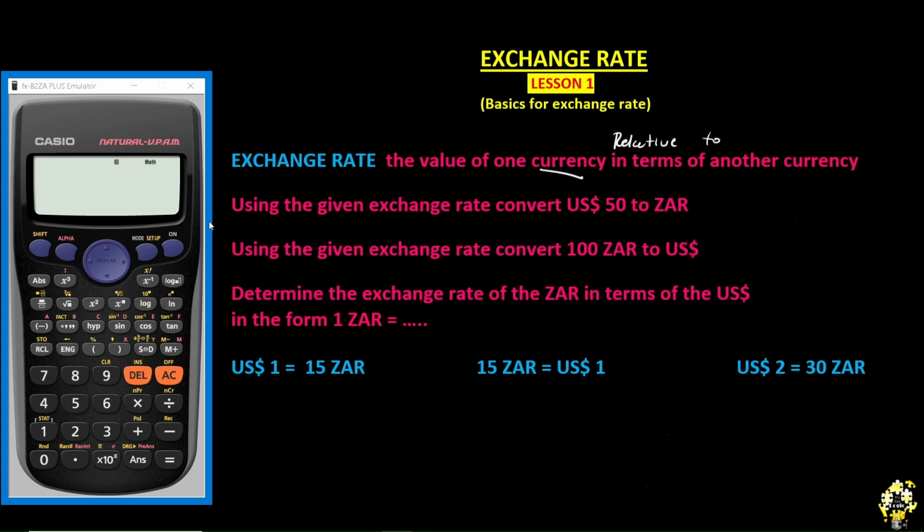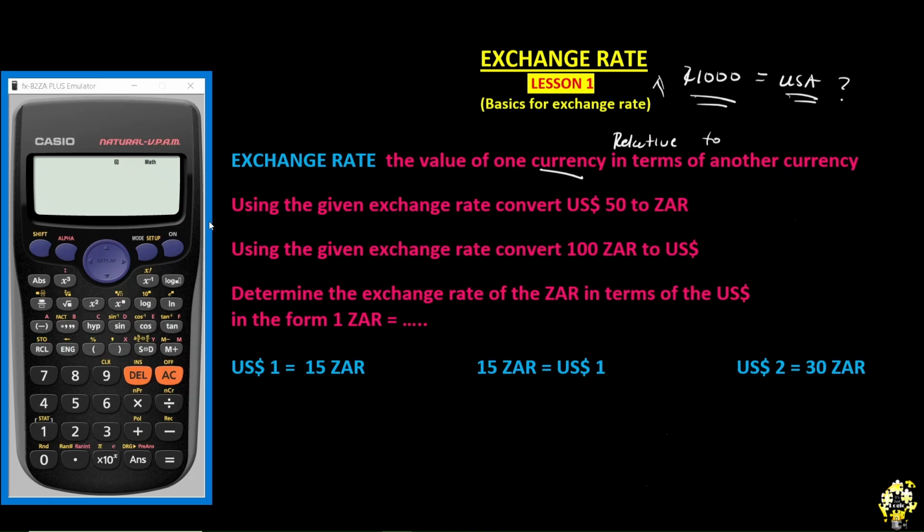Now, why do we have something called exchange rate? Well, it's simple. Let's make this simple example. Let's say that you are in South Africa, you have 1,000 rands, and you would like to travel to the United States of America. What you would want to know is, if I am in South Africa and I have 1,000 rands, if I get to the United States of America, how much would I have? In order for us to answer this question, we would need something called the exchange rate.